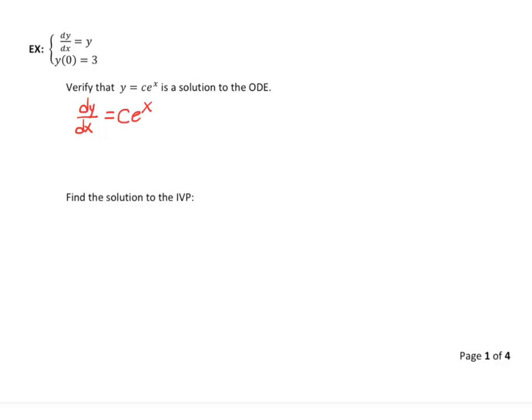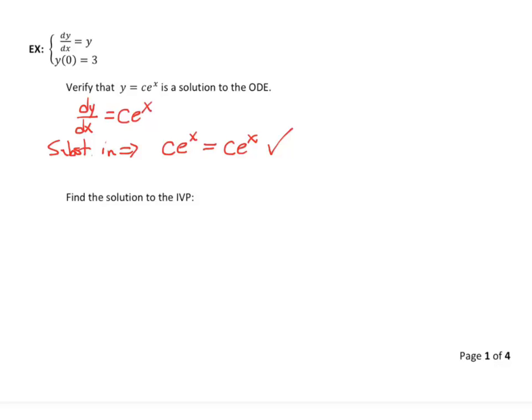So plugging this into your original differential equation up top, you're going to see that the derivative is c e to the x, and then the original function is c e to the x. Check. That satisfies the differential equation. Now, how do we find a solution to the initial value problem?